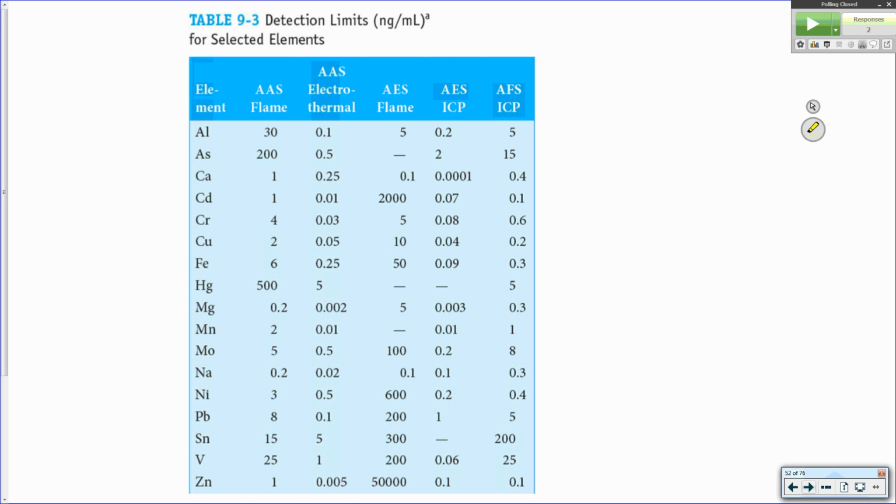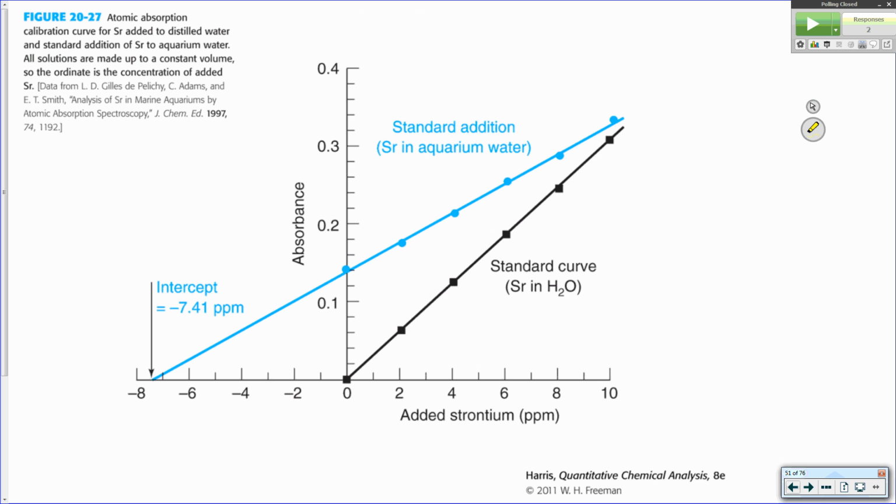Okay, so here's the example of the sample matrix causing a shift in the analysis. So here's strontium in water, and here's its calibration curve. And here's strontium that's added to aquarium water. So sometimes aquarium water can be pretty nasty. The big thing is now you look at the difference of the slopes are not the same in the two lines. That difference in slope is an interference.